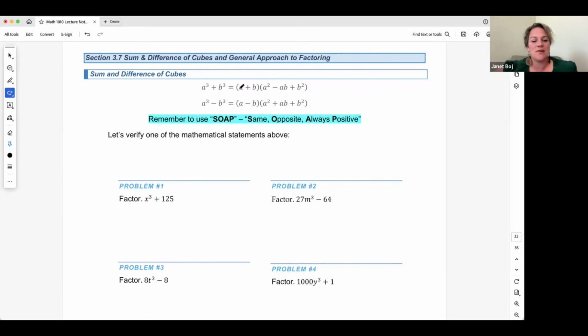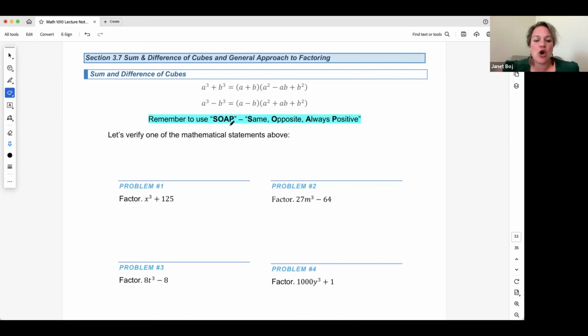A cubed plus B cubed is A plus B times a squared minus ab plus b squared. There's that same pattern for a cubed minus b cubed. It's a minus b times a squared plus ab plus b squared. If you can figure that out, that the middle term is just a and b, so ab, and the first and last terms are a squared and b squared, and then a plus b or a minus b. So you have to memorize these formulas, so find a way to see that pattern and make a connection.